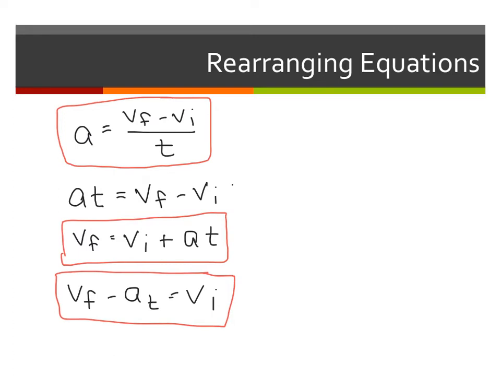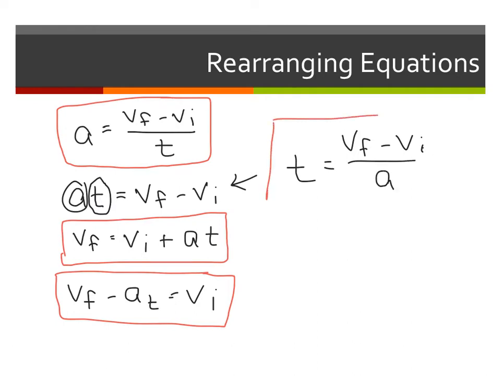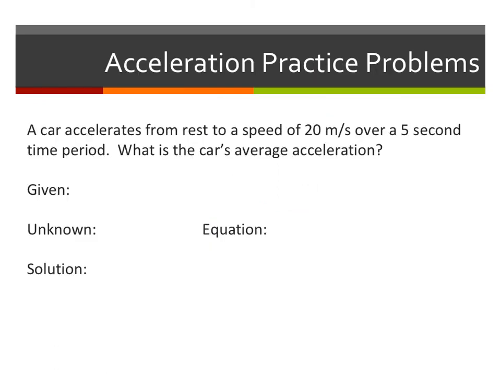And last but not least, if we were to look at this equation one more time, I'm going to now divide by acceleration to get time all by itself. So I would end up with my last equation: time equals final velocity minus initial velocity divided by the acceleration. So please write down these equations, and just like we did in the past, we're going to be deciding which equation we need to use based on our givens and our unknown. So let's do some examples together.